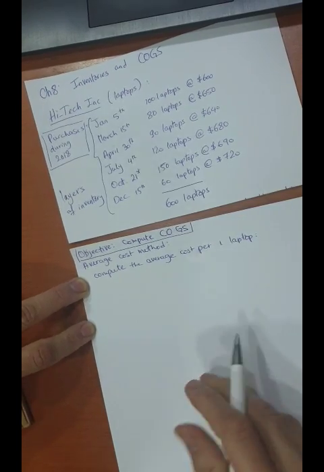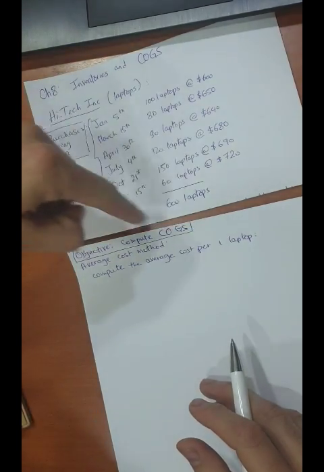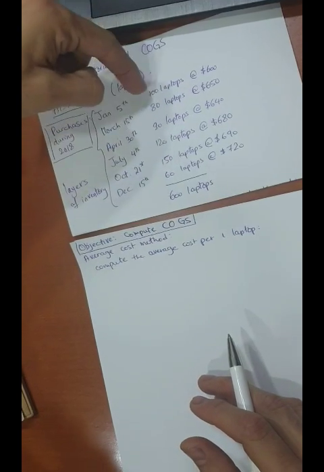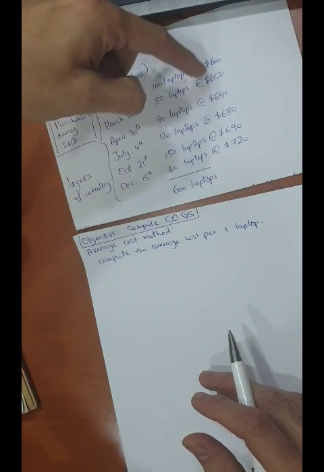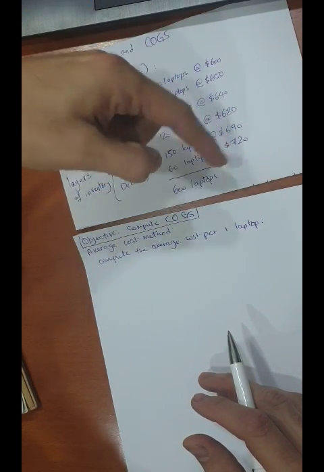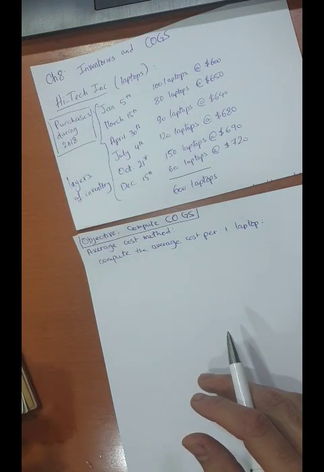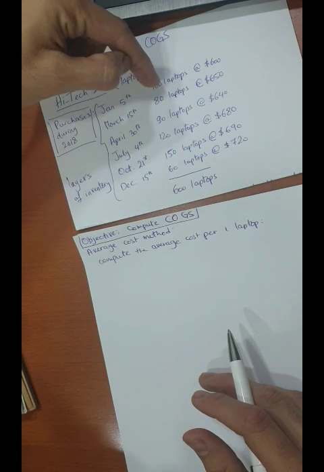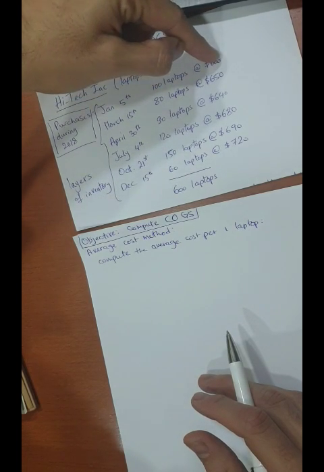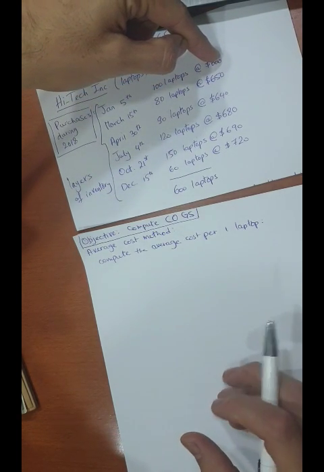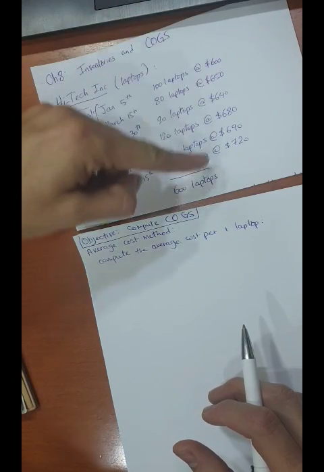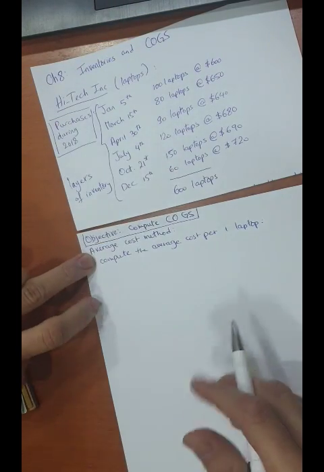How can we do this? These are the purchases. These are the number of laptops. And these are the prices or the cost, the costs per each layer of inventory. So you can simply multiply the number of laptops by the corresponding cost or price of purchase and divide all of them by the total.